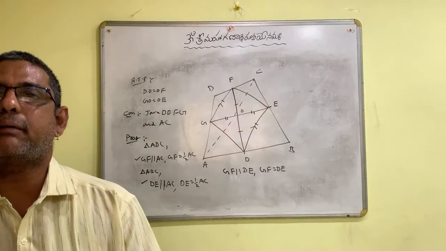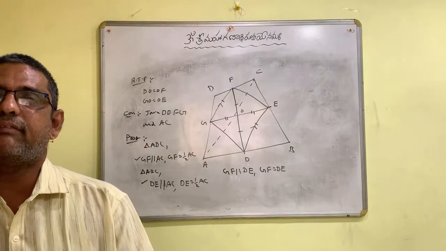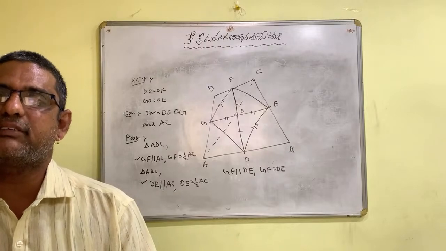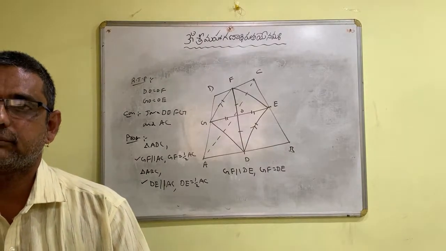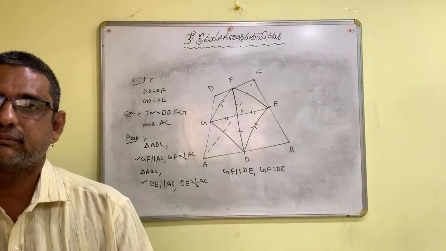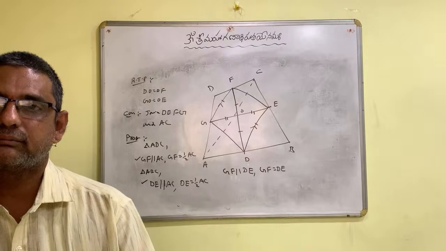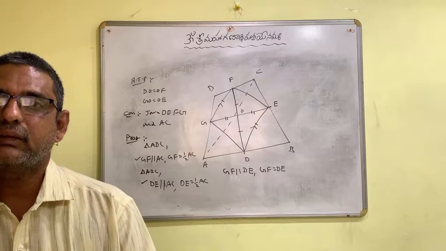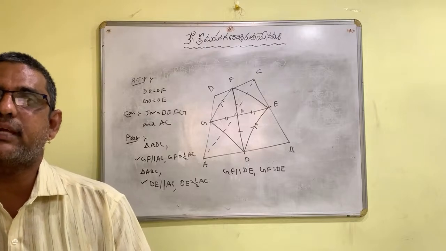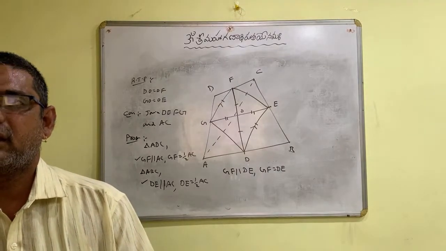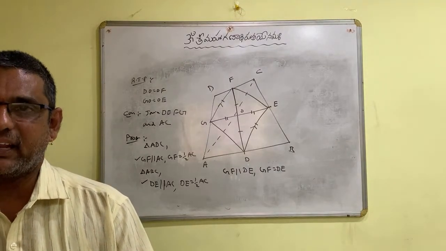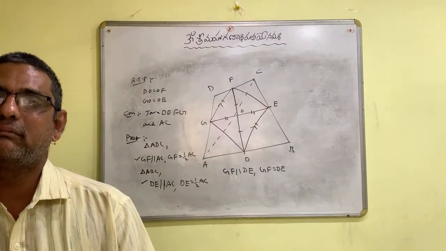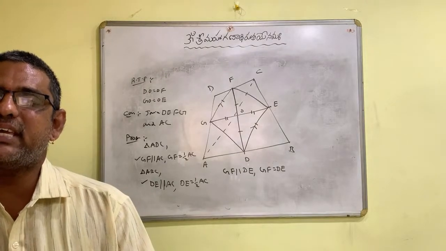Here GDEF is a parallelogram because GF and DE are parallel and they are equal. GF is parallel to DE, GF is equal to DE. So GDEF is a parallelogram and GE and FD are its diagonals.